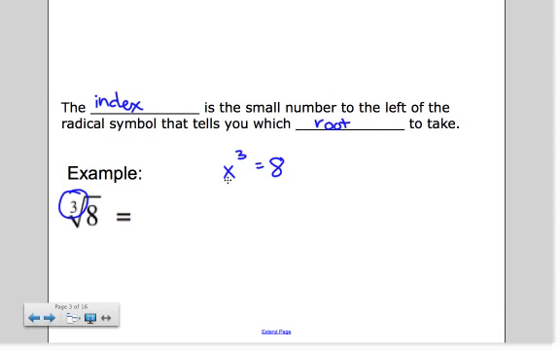Well, we know that 8 has factors, so let's factor 8. 4 and 2, and 4 is 2 times 2. So 8 is really 2 cubed. So what is the cube root of 8? Well, that would be 2, because 2 cubed is 8. All right?